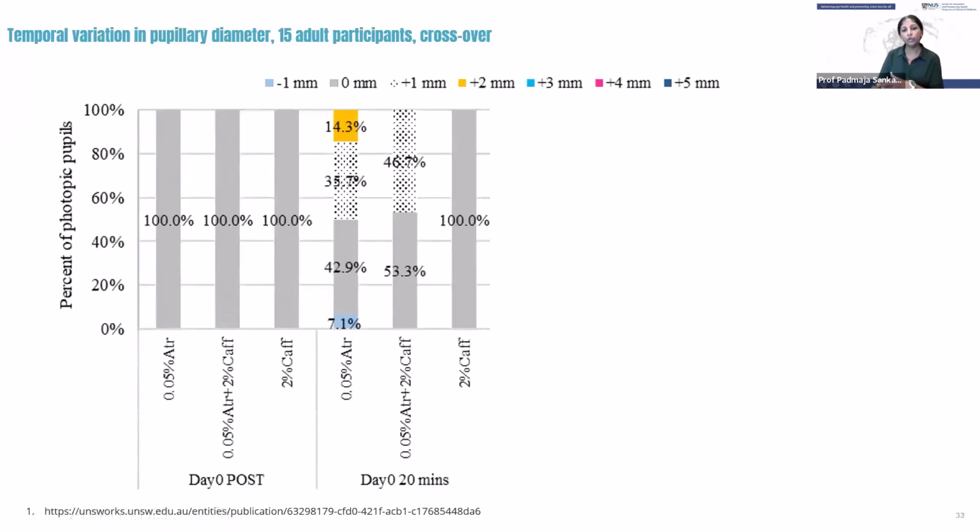Then we look at the 20-minute data post-installation. When you look at the caffeine group, the gray bar, again there is no difference in pupillary diameter in comparison to baseline. What we see with the atropine group is that nearly 14% of them are showing approximately a 2 millimeter increase in pupillary diameter 20 minutes post-installation. But we do not see that in the combination group. The combination group is still trending at about a 1 millimeter increase in pupillary diameter.